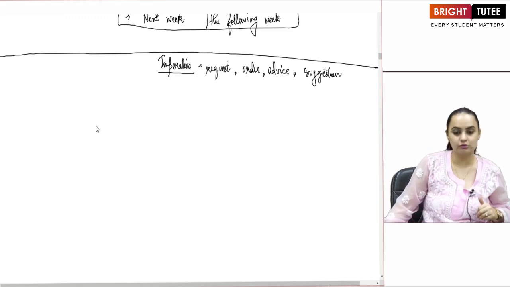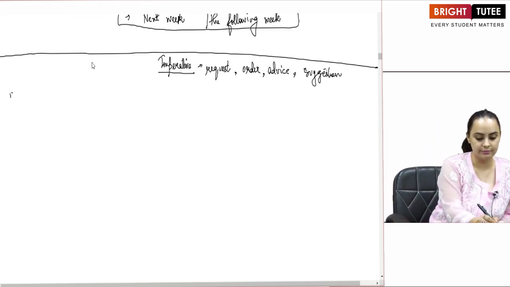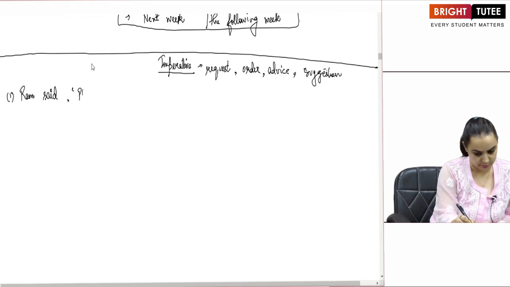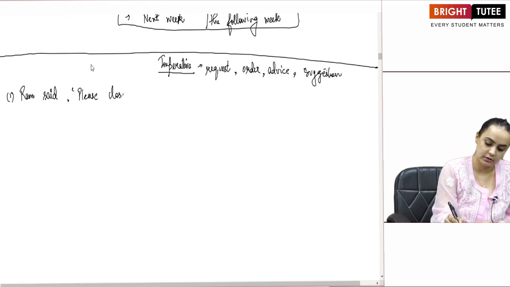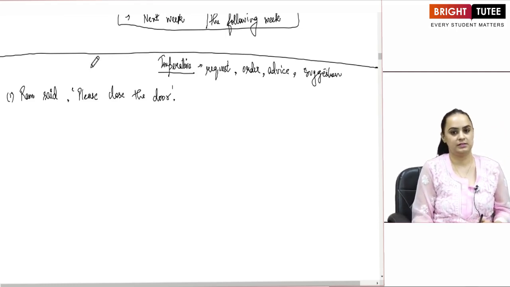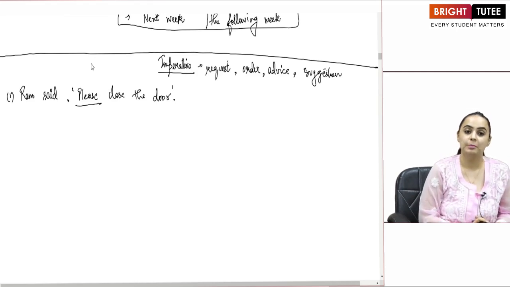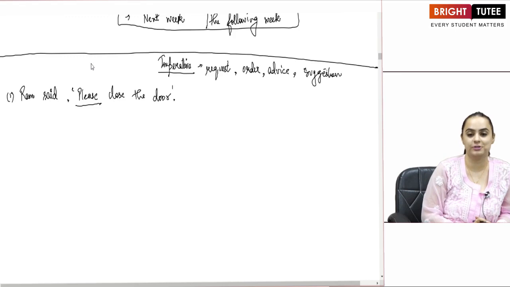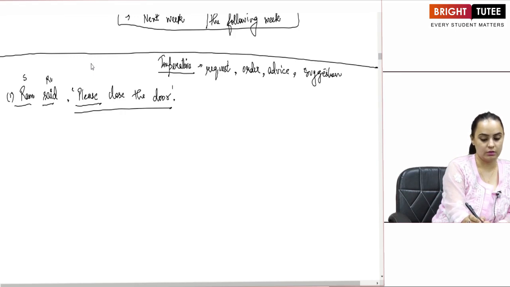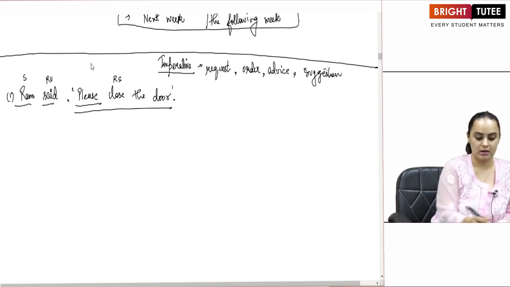Let us try and understand it with the help of examples. Ram said, "Please close the door." Now, what is the mood of this sentence? We have used "please" here. "Please" is used when you are making a request to someone. Now, divide the sentence: speaker, reporting verb, and reporting speech. When we change any sentence, this should be on your fingertips by now.